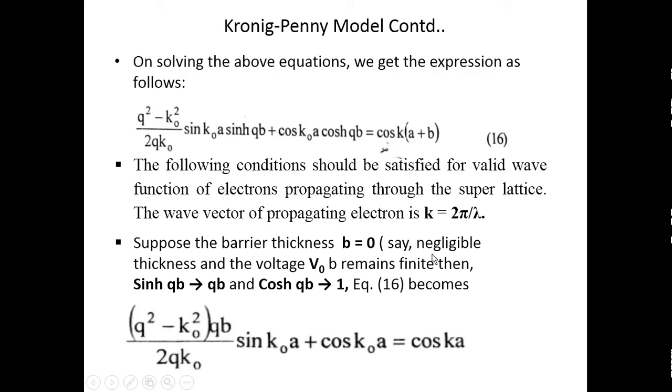Then equation 16 becomes (q² - k0²) qb divided by 2k0q into sin k0a, because sinh qb becomes qb, plus cos k0a, because cosh qb becomes 1, so it becomes cos k0a is equal to cos k(a+b). So equation 16 becomes like this.